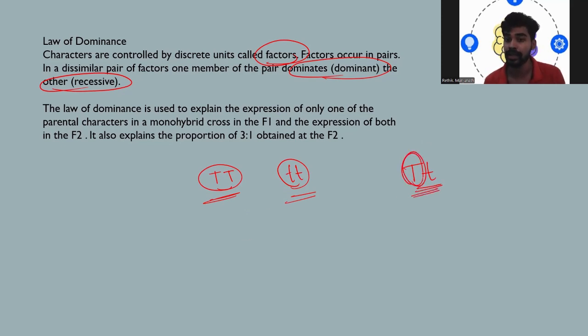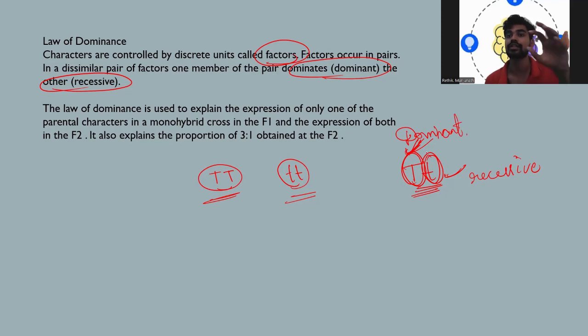Of these two members of the pair, one will be dominant and the other will be recessive. That is what the law of dominance states.